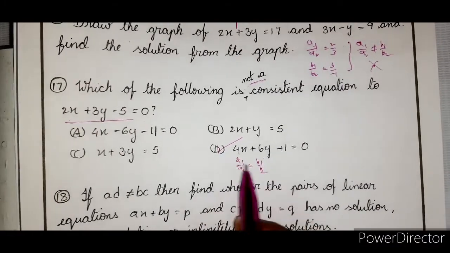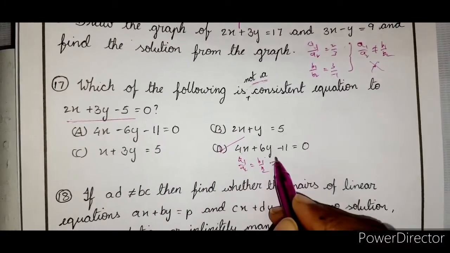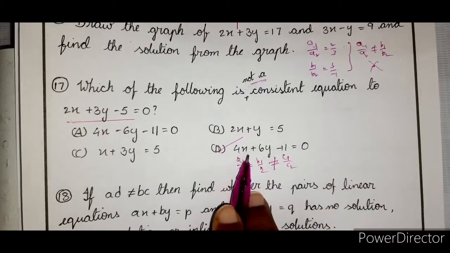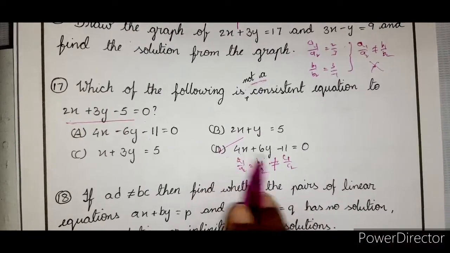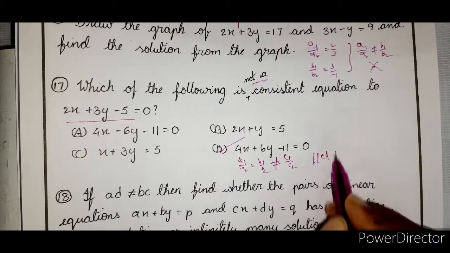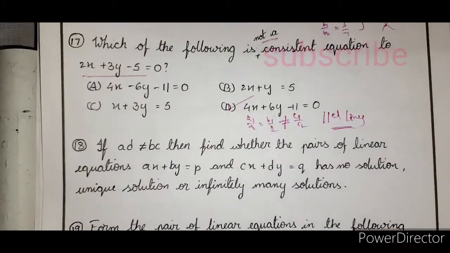Right. So, this is the option. You can also observe 1 by 1, that is 1, which is not equal to C1 by C2. So, absolutely consistent and intersecting. Like not consistent, right? It is inconsistent, meaning parallel lines. Right? Parallel lines. Now, what is the next question?